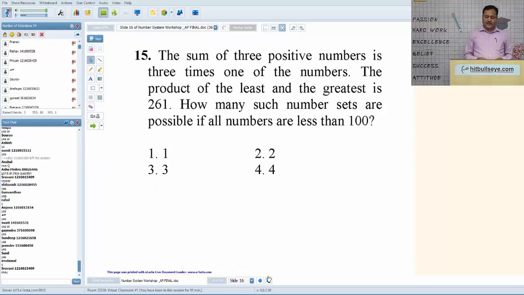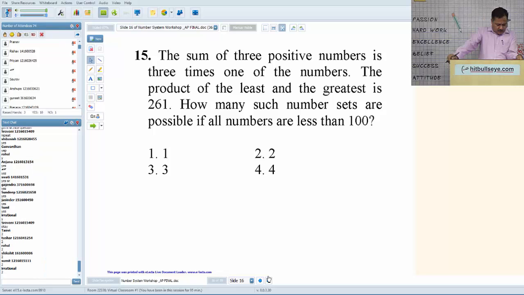The sum of 3 positive numbers is 3 times one of the numbers. The product of the least and the greatest is 261. How many such number sets are possible if all numbers are less than 100? So try this question. Options are 1, 2, 3, 4. Very close options. So try it. So answer is 2. Second option.